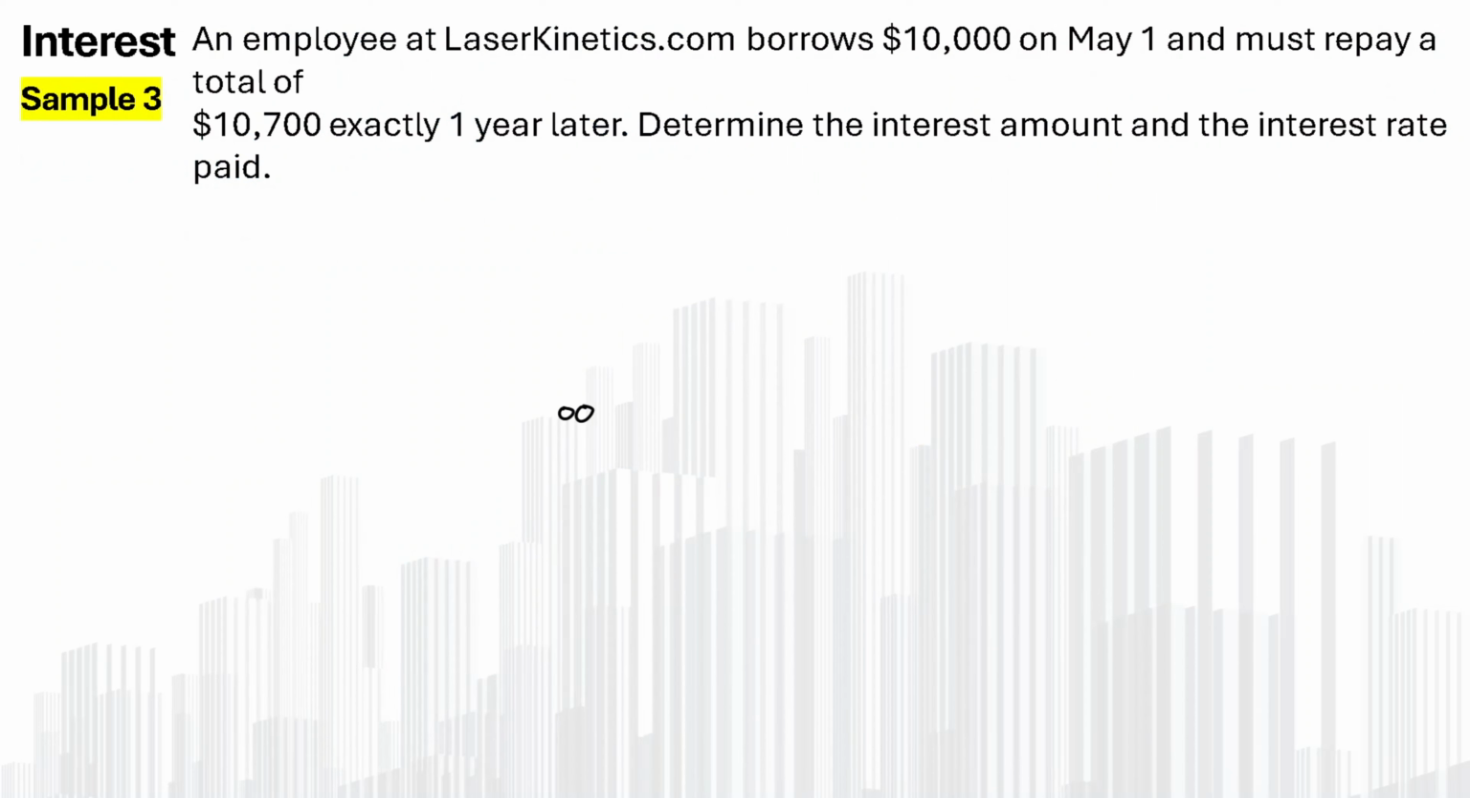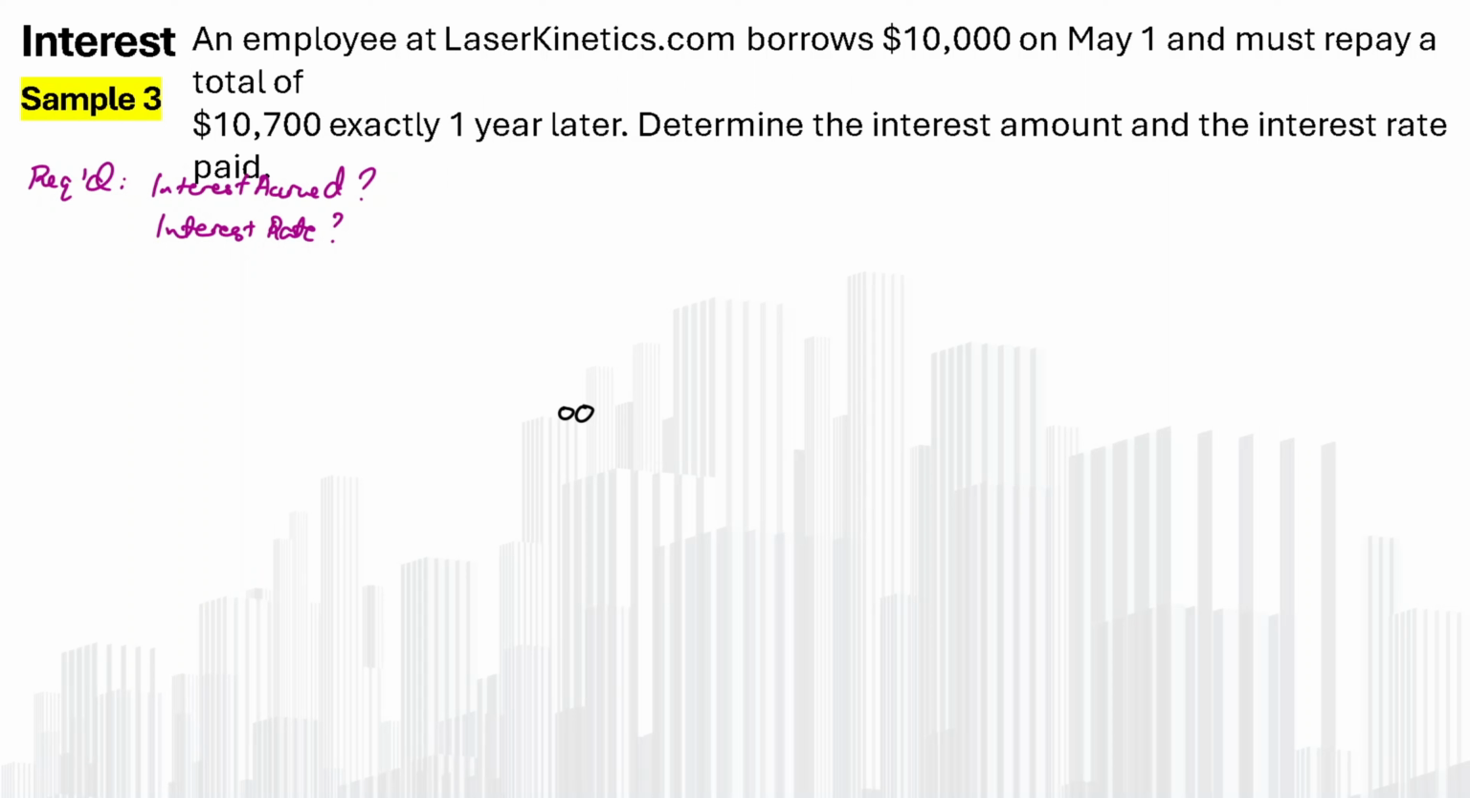Here's another example. Let's say that we are an employee at laserkinetics.com. You borrow $10,000 on May 1 and must repay a total of $10,700 exactly 1 year later. Determine the interest amount and the interest rate paid. Luckily for us, we know the formula. So what do we have here so far? We have the 10,000 pesos. We know that 10,700 is the amount owed exactly after 1 year. So we know the period, which is 1 year. We are required to find the interest accrued, or the total amount that we owe.